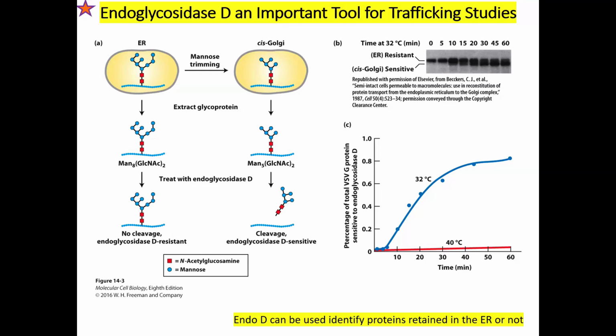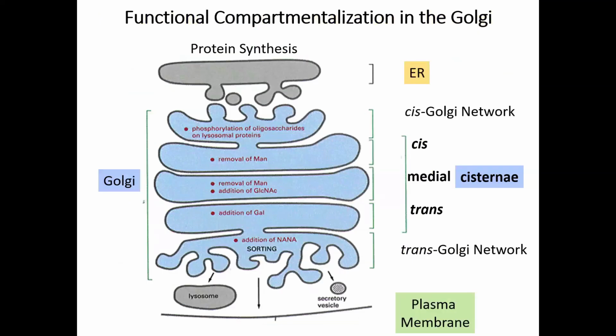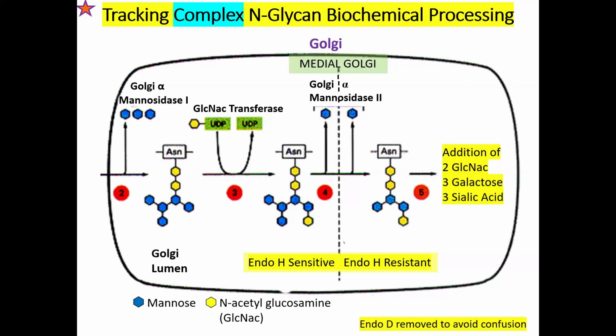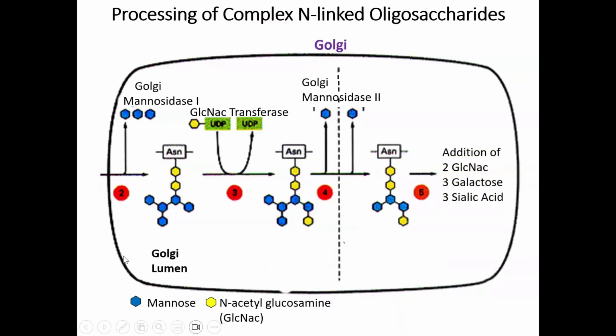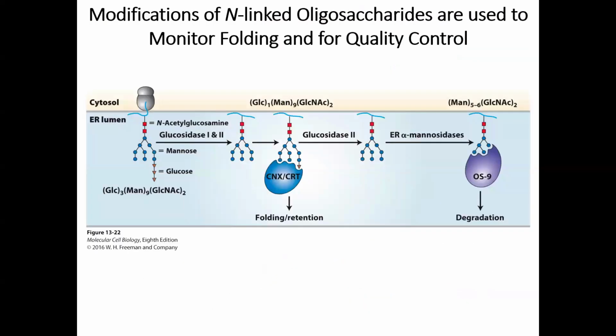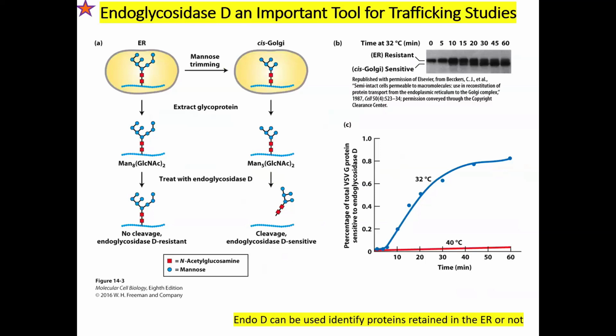Because in the ER, you have 8 mannose, and this cannot be cleaved by endoglycosidase D. When it comes to the Golgi, it becomes trimmed to 5 mannose. See that 3 mannose is gone, it is 5 mannose, so that means that this is the first Golgi enzyme at work. And this glycosylation can now be cleaved from the protein.